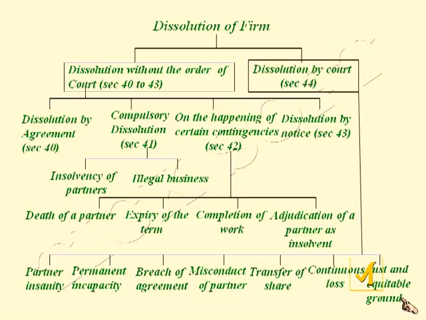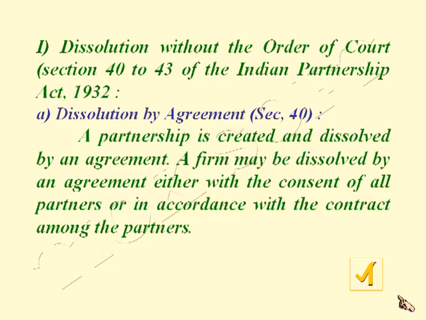These are the seven situations in which we can go to court for dissolution: partner insanity, partner incapacity, breach of contract, misconduct of one partner, transfer of share, continuous loss, some equitable ground. So all these are reasons to go to court for dissolution. We will discuss them one by one. First one, dissolution without the order of court, sections 40-43 of the Indian Partnership Act 1932.